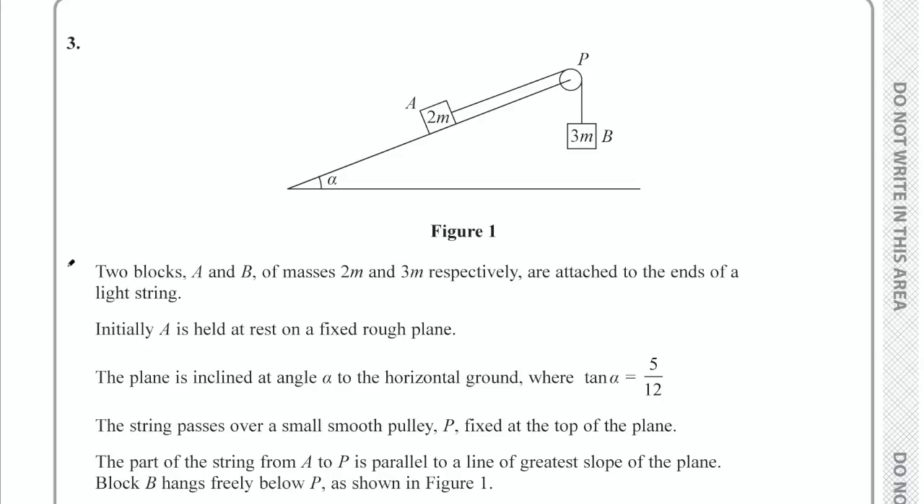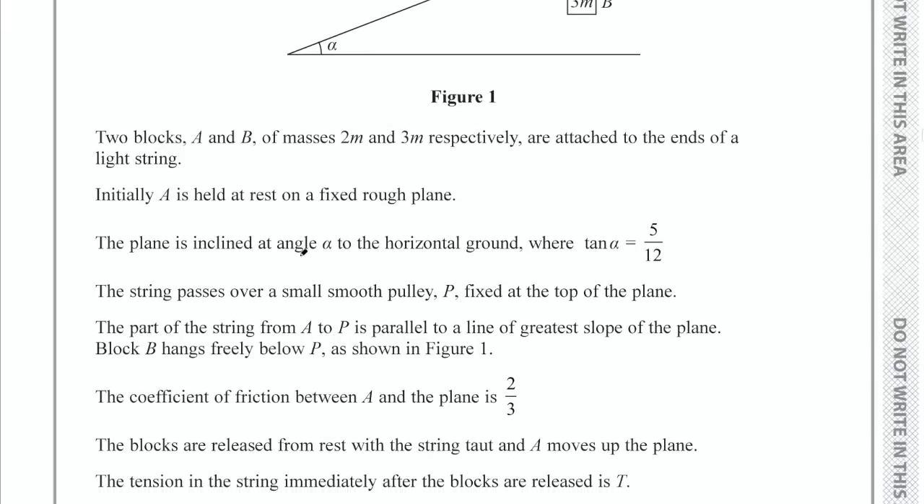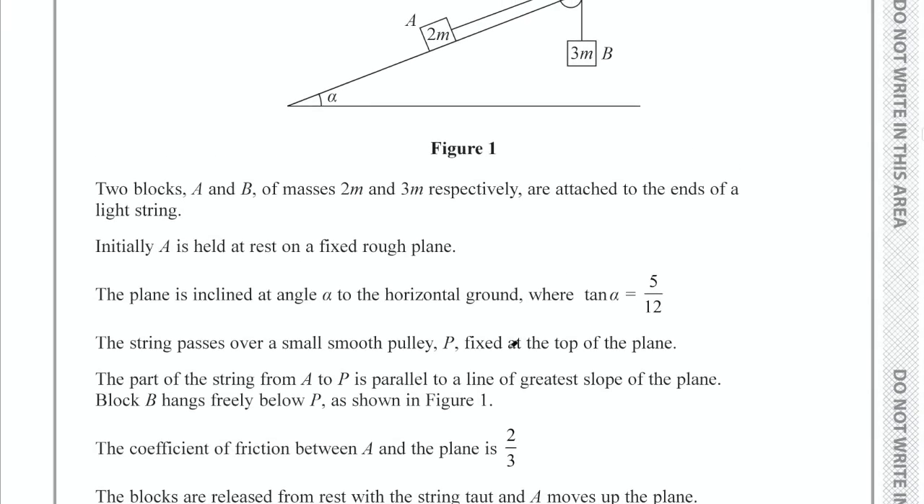But anyways, this question says 2 blocks A and B of masses 2m and 3m respectively are attached to the ends of a light string. Initially, A is held at rest on a fixed rough plane. The plane is inclined at an angle of alpha to the horizontal ground where tan of alpha equals 5/12. The string passes over a small smooth pulley, P, fixed at the top of the plane. The part of the string from A to P is parallel to a line of greatest slope of the plane. Block B hangs freely below P as shown in figure 1.